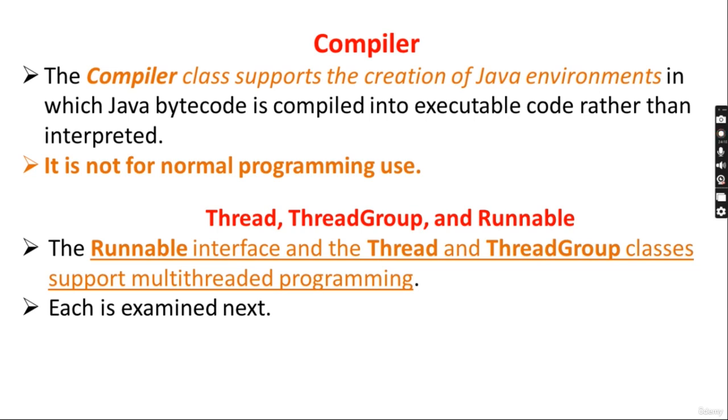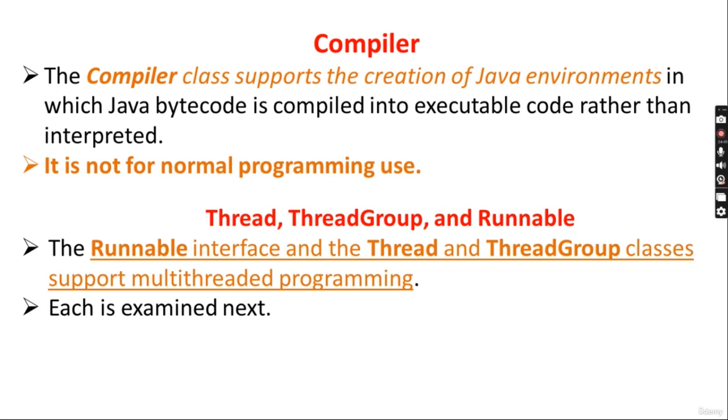Compiler. The compiler class supports the creation of Java environments in which Java bytecode is compiled into executable code rather than interpreted. It is not for normal programming use. Okay, so you cannot use the compiler class directly, but for the sake of understanding, for the sake of knowledge, we have given this: the compiler class supports the creation of Java environments in which Java bytecode is compiled into executable code rather than interpreted.